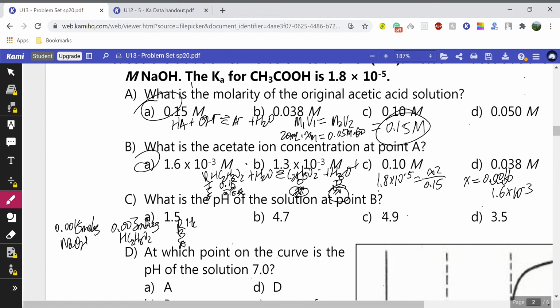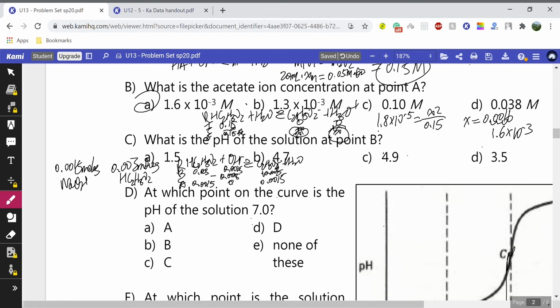So it's going to be HC2H3O2 plus OH minus forming C2H3O2 minus plus H2O. So it'll be 0.03 over here, 0.003, it'll be 0.0015. Minus both sides by 0.0015, it'll be 0, and this will be 0.0015. And plus 0.0015, it'll be 0.0015. Boom, what do you have over here?